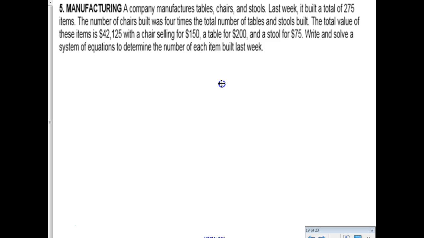So we have a company that manufactures tables, chairs, and stools. Last week it built a total of 275 items. The number of chairs was built 4 times. Oh boy, it was 4. Oh gosh, this is a lot harder than it looks.